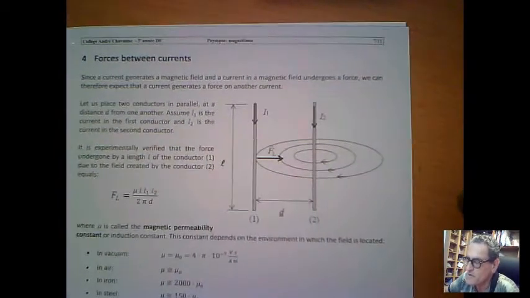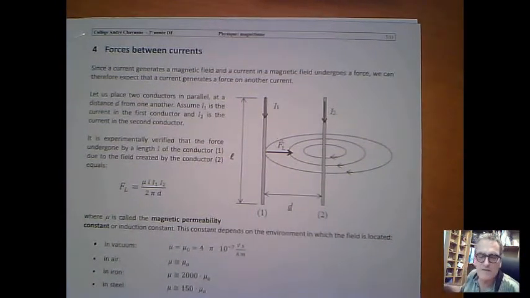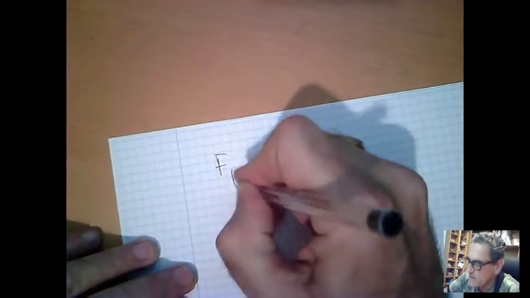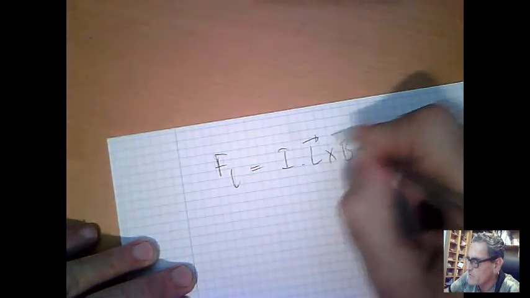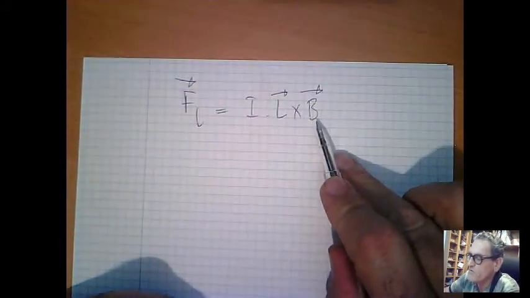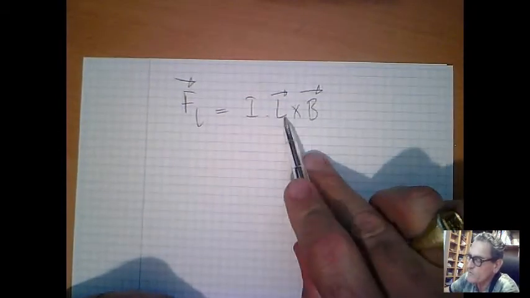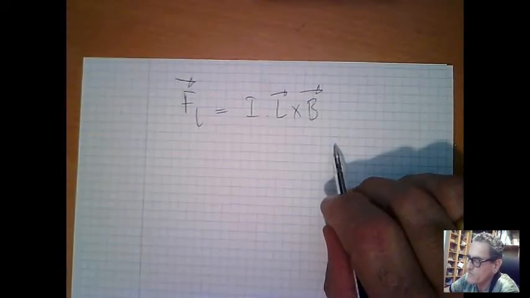Last time we saw the Laplace force. You remember the Laplace force? It was a force which, let me take a piece of paper. It was the current times the length of the conductor times the magnetic field, okay? And if you write the law in the complete form, in the vector form, then you have a vector product between the length of the conductor oriented in the direction of the current and the magnetic field, okay?